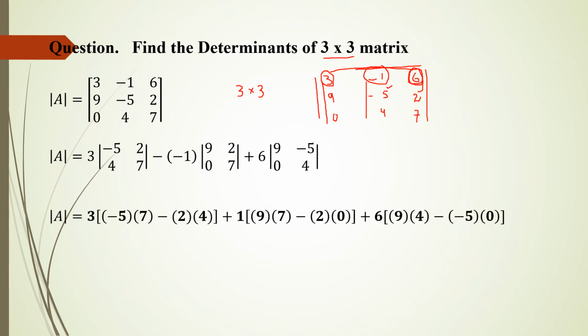Here, my dear student, by cross multiplication, we have -5 multiplied by 7 and 2 multiplied by 4.